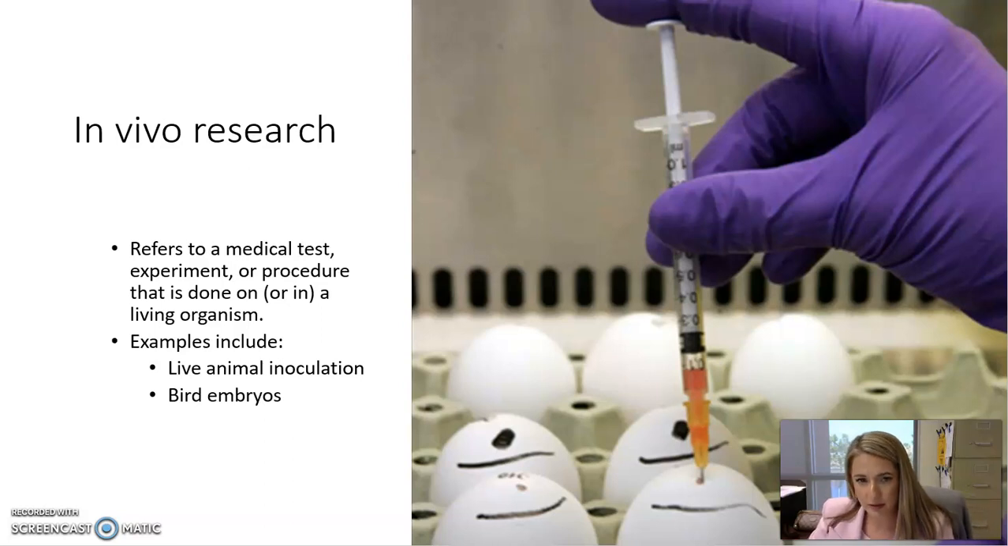So when we talk about research, there's two different routes that we can take with performing medical research. There's what we call in vivo research, and then there is what we'll talk about in the next slide, called in vitro research. With in vivo research, this is research in medical testing that is done on a living organism. So if we were thinking about studying viruses, to do an in vivo study with a virus, you would have to study the virus in a living organism.